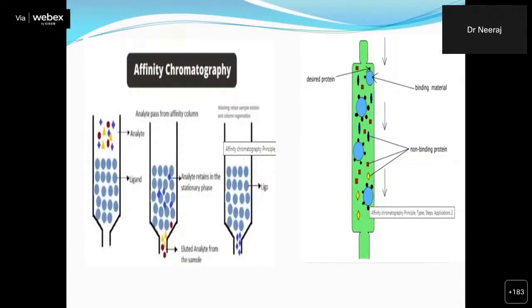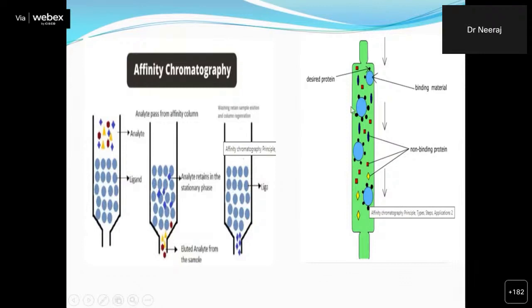So this is affinity chromatography. You can see here the analyte, the mixture, and the ligand. The ligand has affinity for a particular compound present in the mixture. The analyte is retained in the stationary phase. This blue one has affinity for the ligand which is present on the solid support. But the remaining part of the mixture is eluted from the sample.